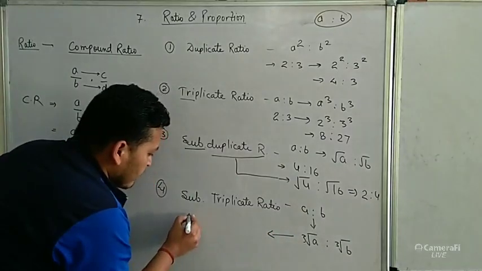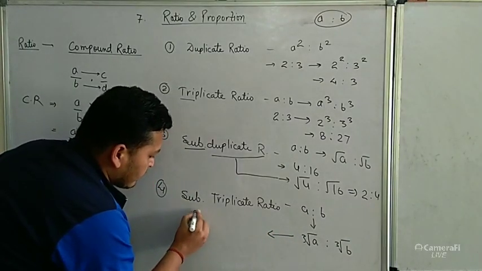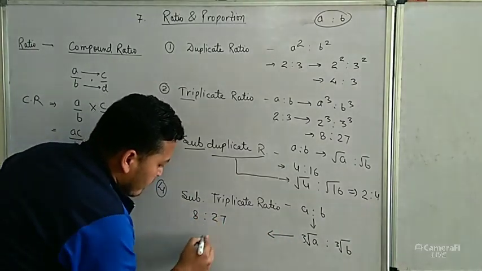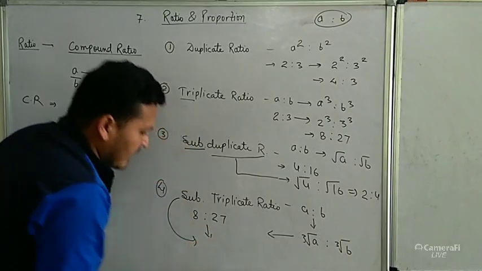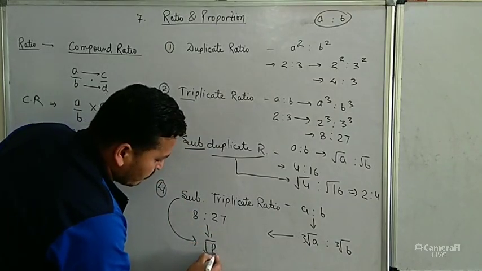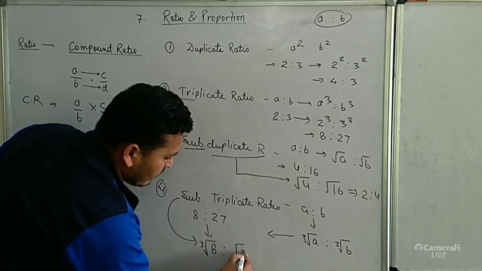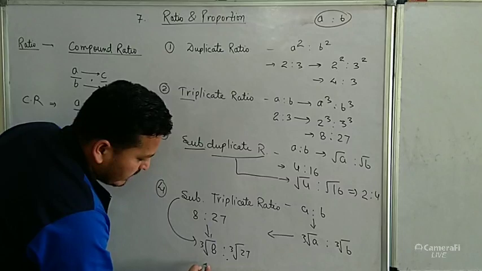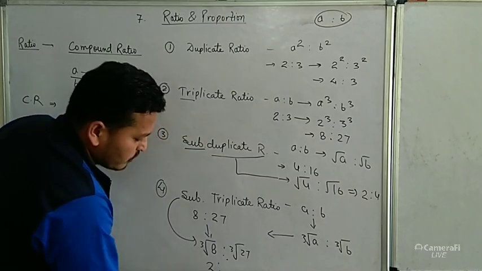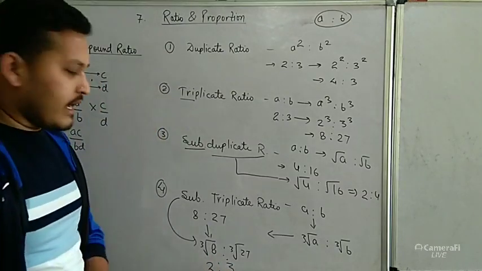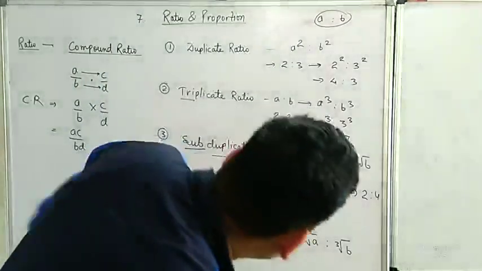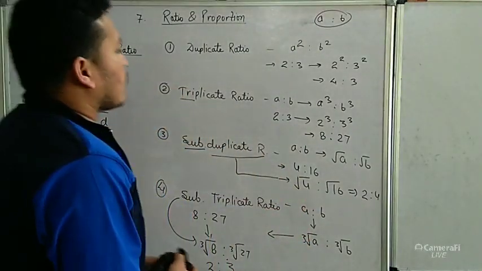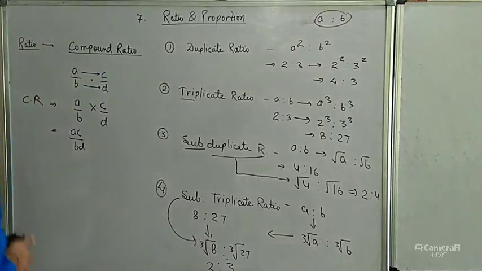Example I am taking here: 8 ratio 27, and the question is find its subtriplet. So subtriplet means cube root of 8 ratio cube root of 27. So what is our answer? 2 ratio 3, because 2 times 2 is 4, 2 times 4 is 8, 3 times 3 is 9, 3 times 9 is 27. So these are the basic concepts based on the ratio. Please remember this.